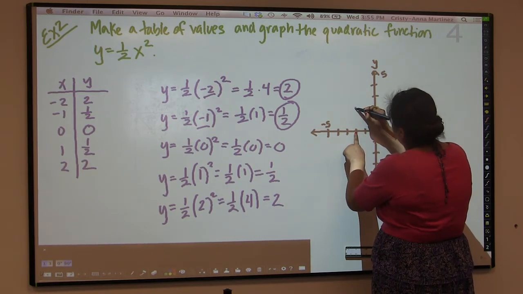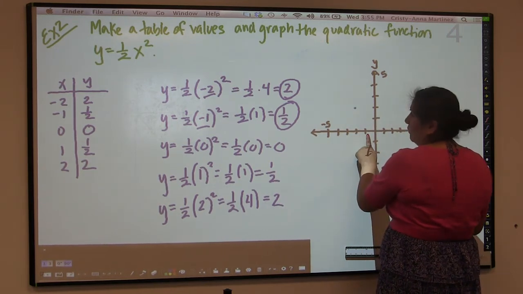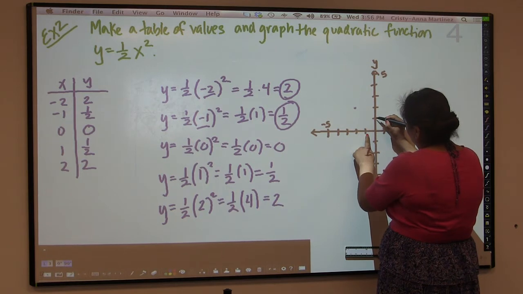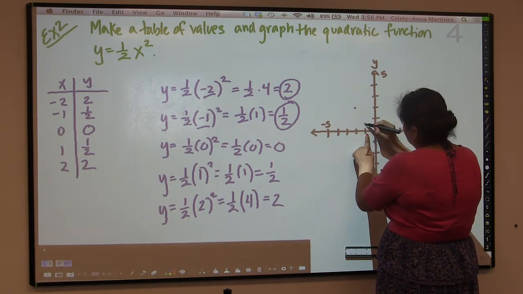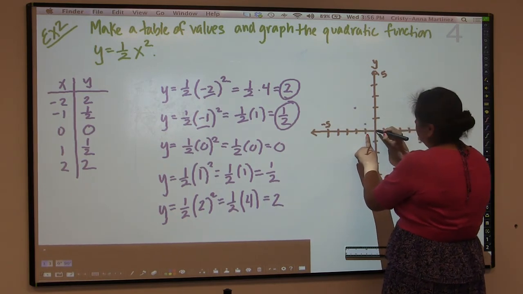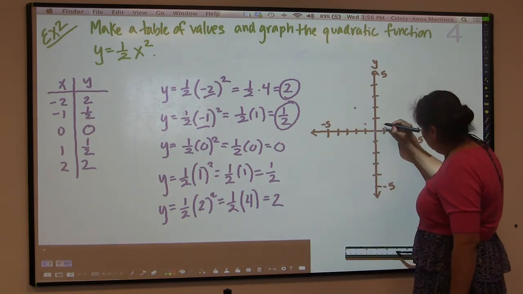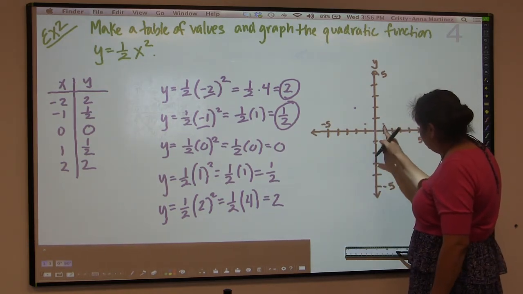So we're going to be right about here. And then we're going to go -1 is 1/2. So if this is 1, 1/2 is right about here. And then we're going to have 0, 0. And then we're going to get the same image, 1, 1/2. So you can see how they're the same on both sides.